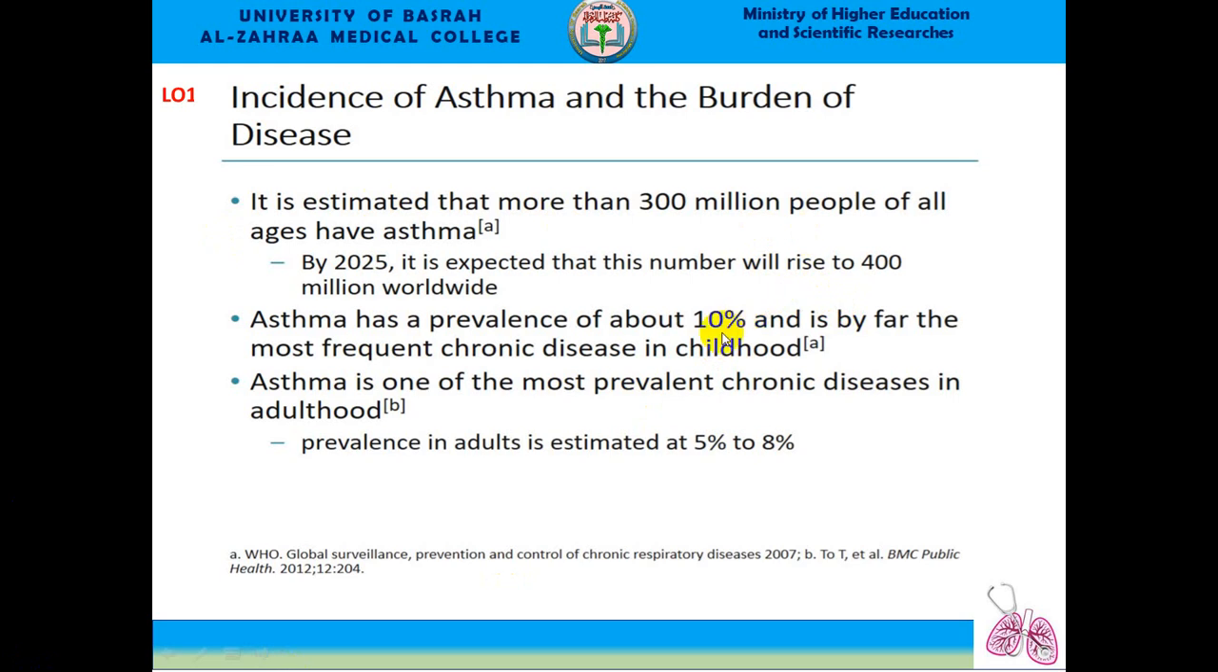The prevalence of asthma is very high. Around 10% of all people worldwide will have asthma. It's more common in children, and it is estimated that 5% of adults have bronchial asthma. And by far, the most frequent chronic disease in childhood is bronchial asthma.